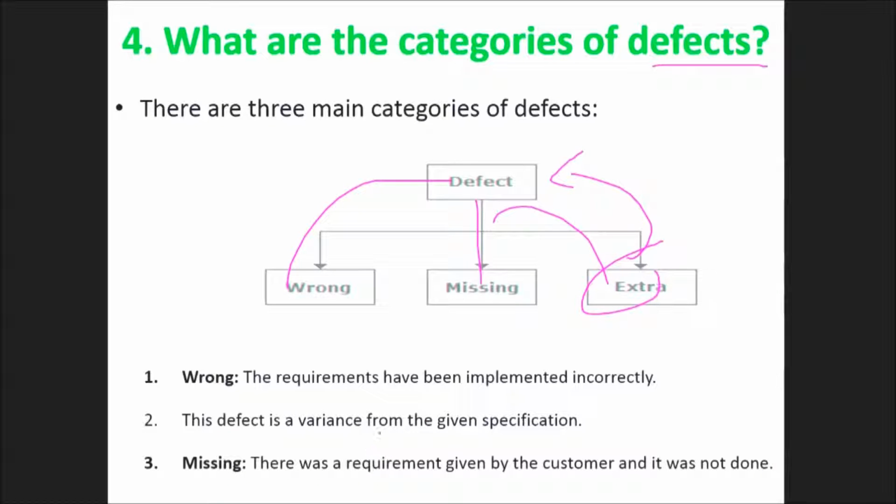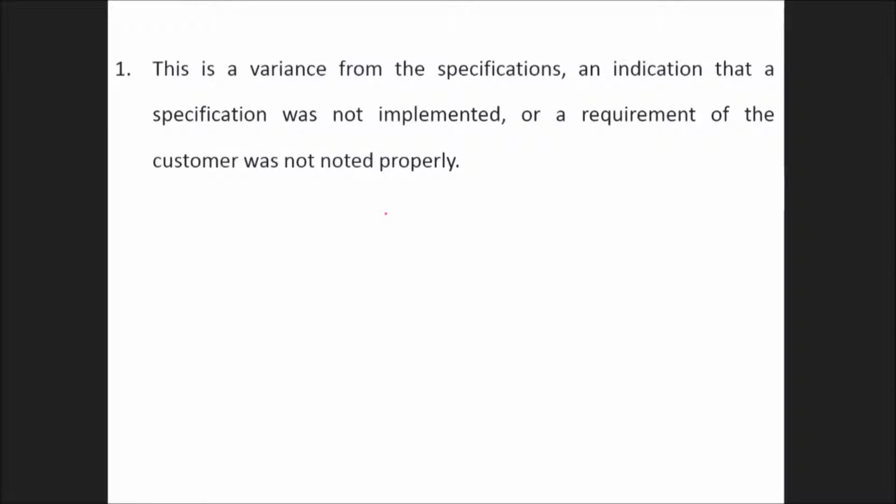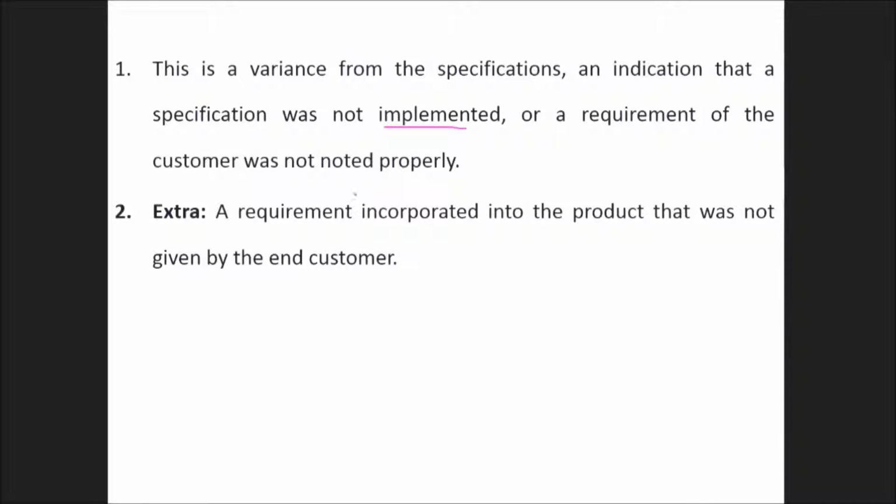And missing means there is a requirement given by the customer and it was not done at all. So there is a variance from the specification, an indication that a specification was not implemented or a requirement of the customer was not noted properly. Extra means a requirement incorporated into the product that was not given by the end customer.